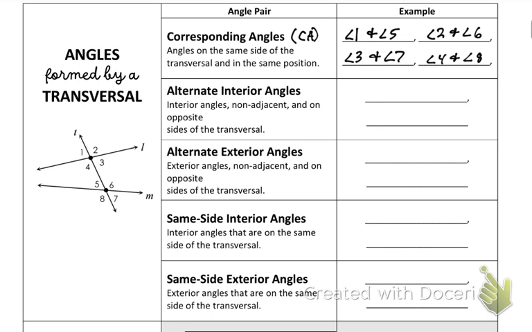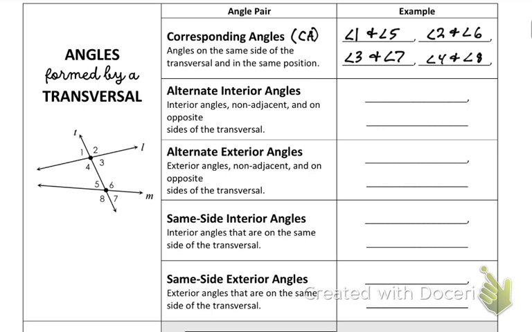So when you're looking for corresponding angles, same side of our transversal and same spot. Top, top, bottom, bottom, top, top, bottom, bottom. Those are different pairs. Now our next one is called alternate interior angles. The first rule is they must be both on the interior. So it says interior angles, non-adjacent and on opposite sides of the transversal.